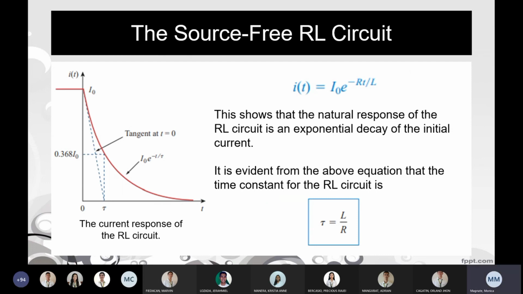Ayan. So, this shows that the natural response of the RL circuit is an exponential decay of the initial current. It is evident from the above equation that the time constant for the RL circuit is L over R. Ayan. So, yung tau naman natin, ito siya. Kaya lang, diba, pag binaba natin to, kasi negative t over tau kasi siya. So, yung tau natin equal sa L over R. Okay?